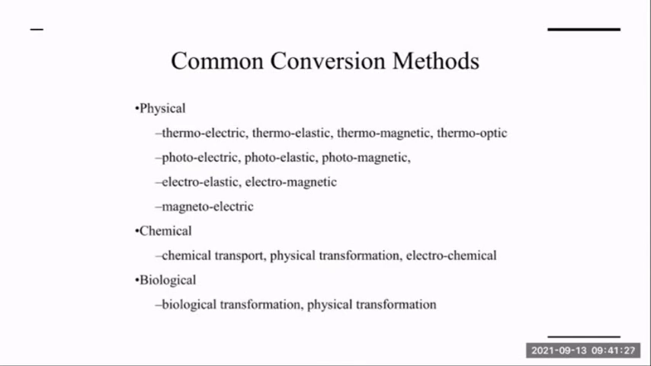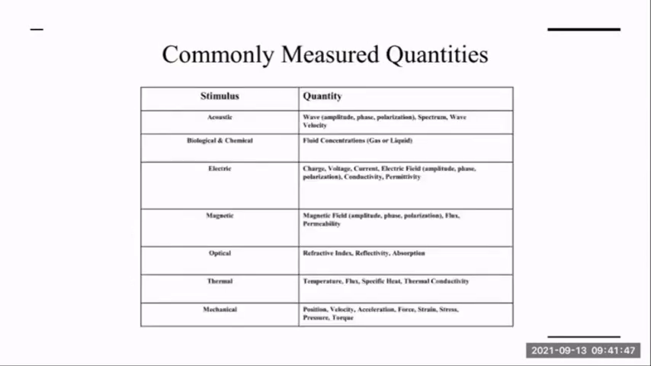Okay. Next, we have biological transformation, physical transformation. So maybe the increase of temperature of a biological body, or producing chemicals. When a body produces certain chemicals, the sensors can detect that.